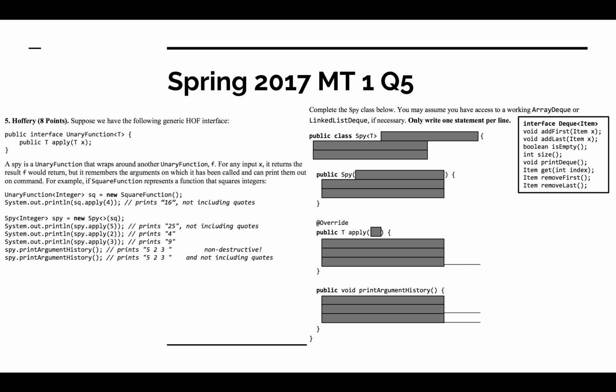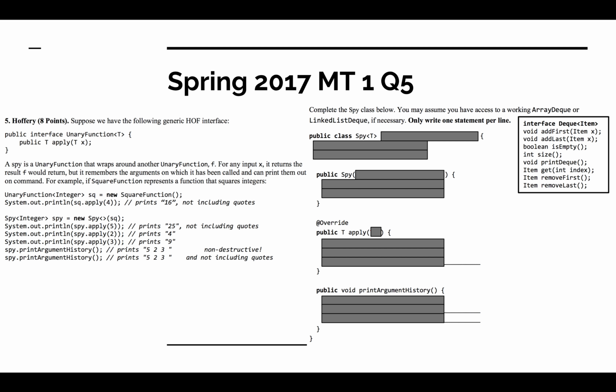Then if we print out the result of applying the method apply with the argument 4, it would print 16. And then we can create a SPI variable, which is of type SPI, and we pass in sq into its constructor. Then if we call apply on it with 5, it'll print 25. If we call apply on it with 2, it'll print 4. And if we call apply on it with 3, it would print 9.